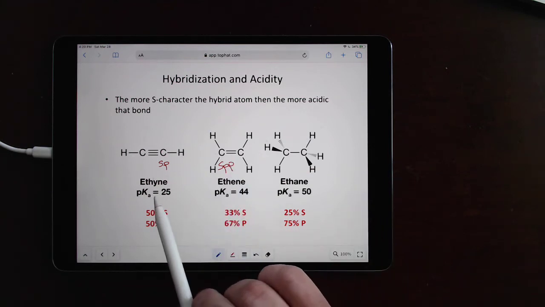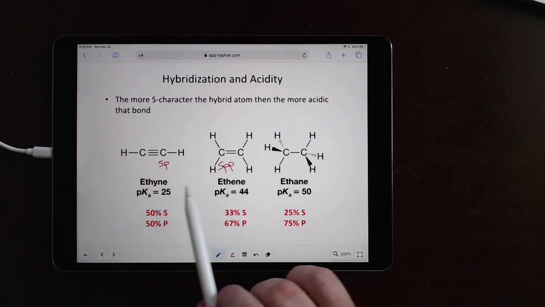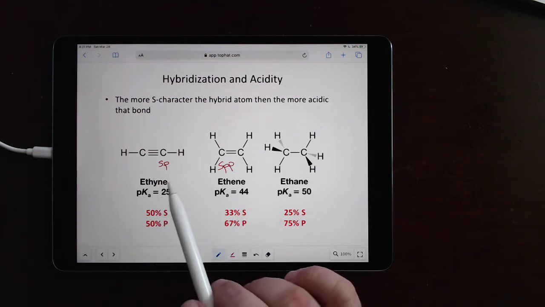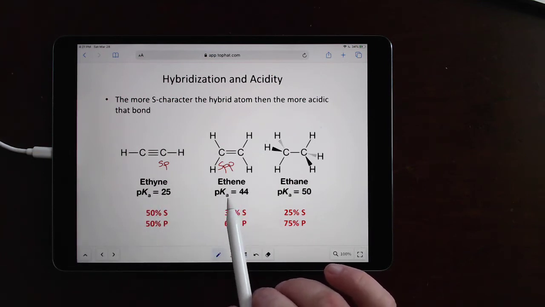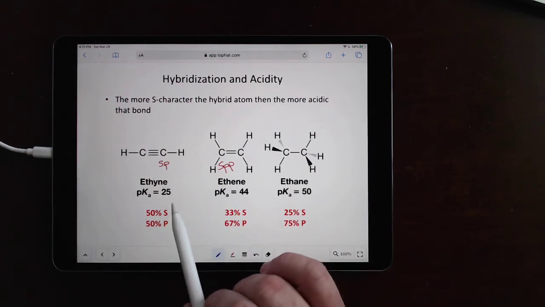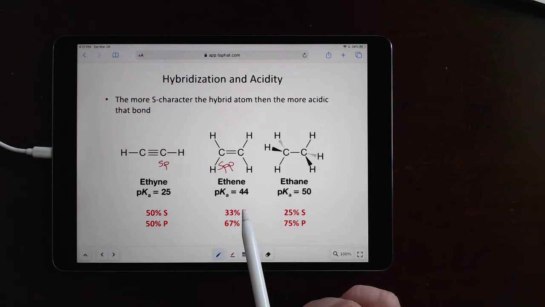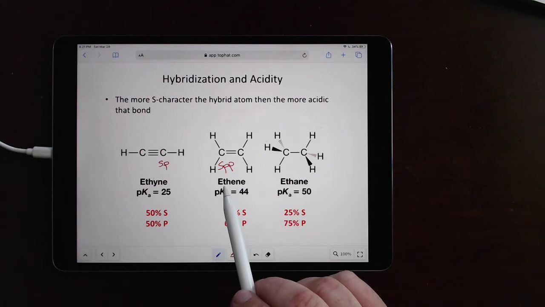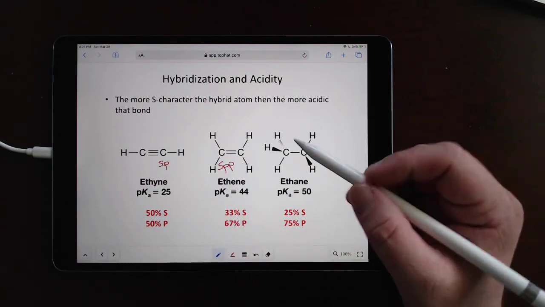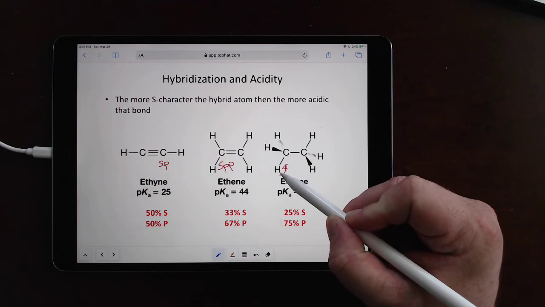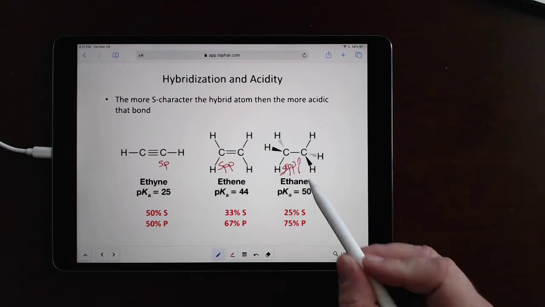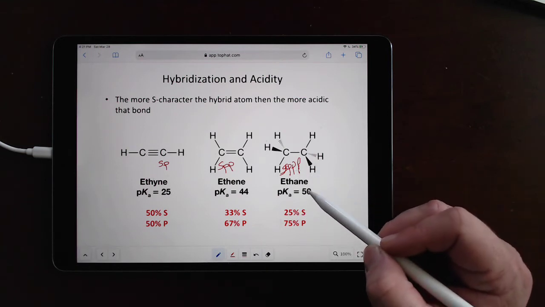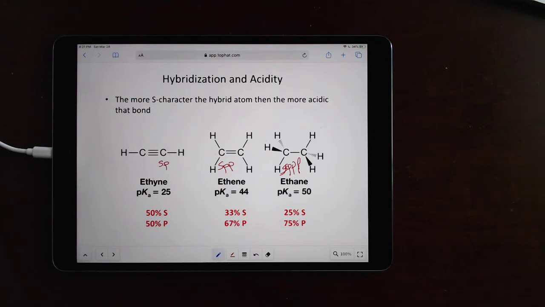And you're saying, well, it's only like half the pKa, so this is only like twice as much? No. Remember, each one of these is an order of 10. So it's like 10 to the power 19, a 1 with 19 zeros, more acidic than ethylene, the double bond. If you go to sp3, now you're only talking about 25% s character, something like that, and so it's even less acidic. So that's a way to think about it.